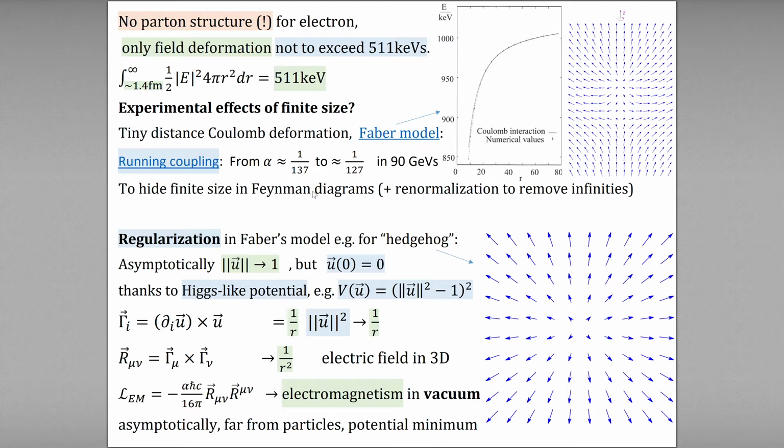Also in Feynman diagrams, we ignore this problem of infinite energy of a point charge. So this is done mathematically by this renormalization procedure, which manually removes some infinity. So this is some suggestion that we could try to make it better. Besides just removing the infinities, we could try to understand them and derive it from some better theory. Okay, so how does this regularization look in the Faber model?